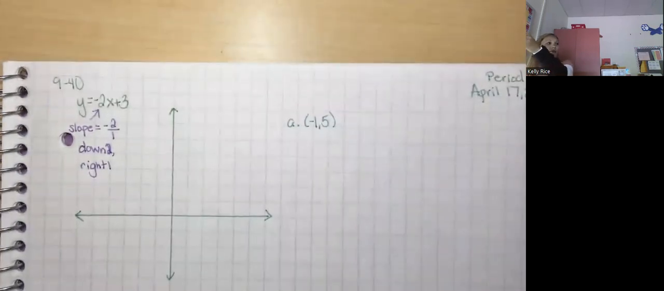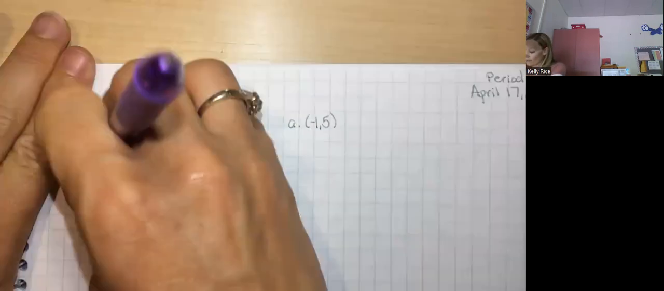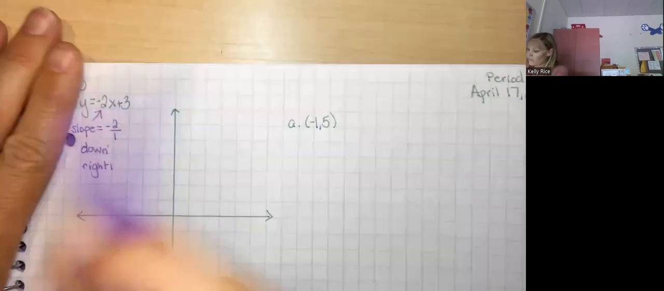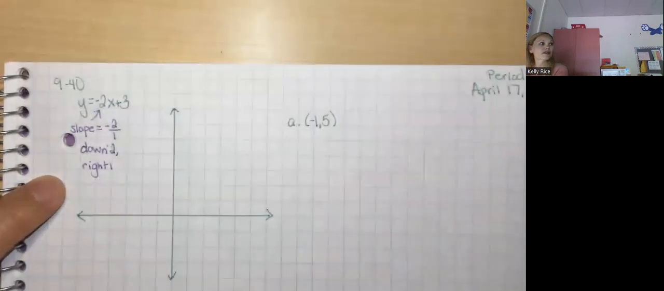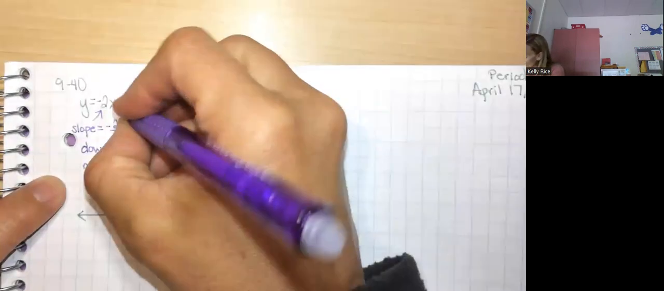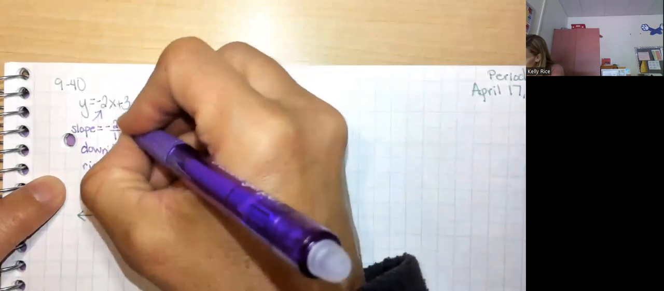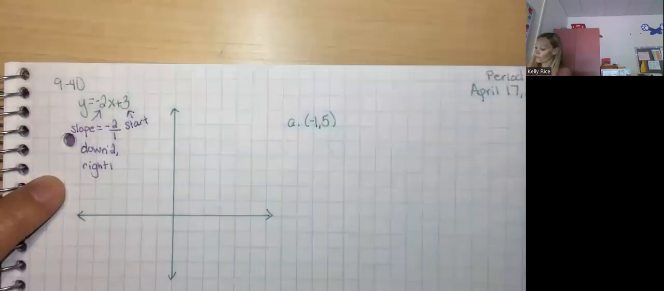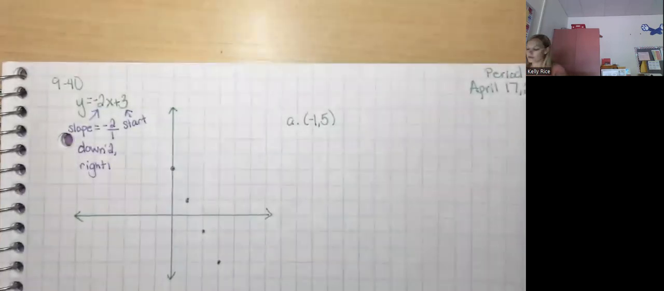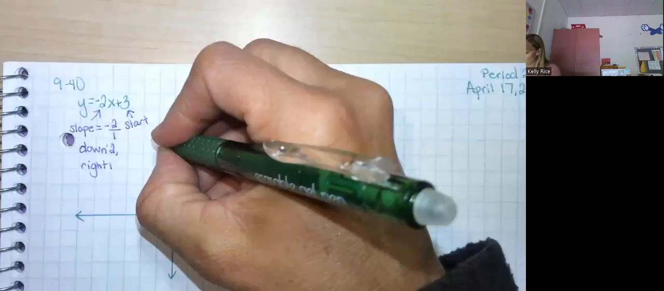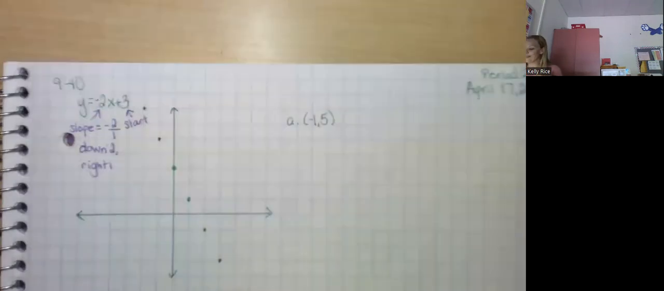You don't need to write this part in purple if you remember how to graph lines. If you're going to need this reminder, then yes, you want to write it. And then the 3, that's your start. Y-intercept. So I start at 3. I go down 2, right 1, down 2, right 1, down 2, right 1. What is the opposite of down 2, right 1? Up 2, left 1.